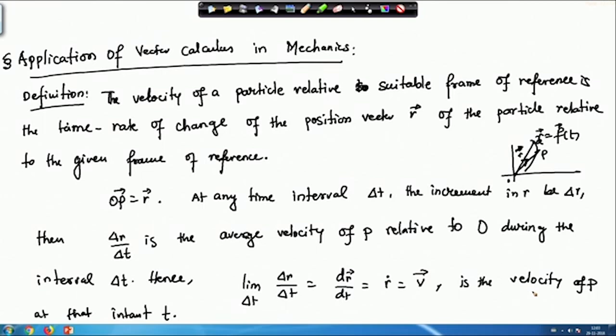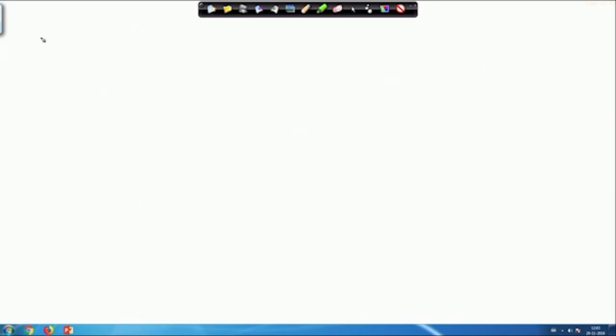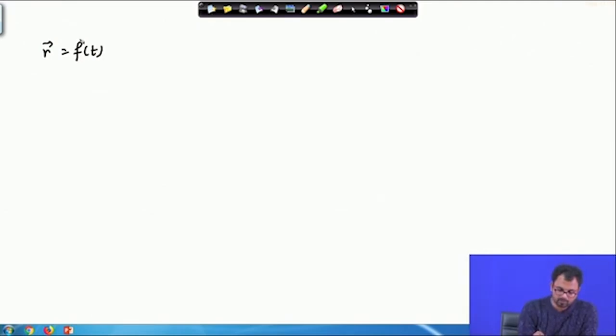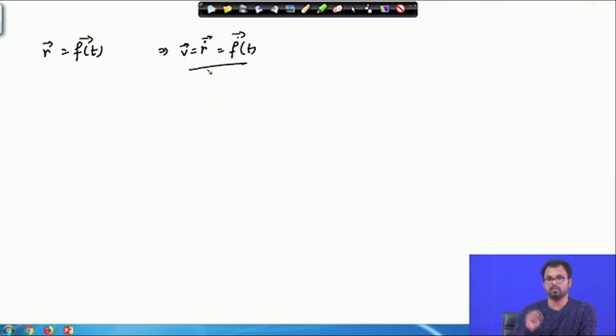So, basically if we have a curve, let us say r is equal to f t, then of course, the curve along which p is moving is called the trajectory. The locus of p is called the trajectory, the curve or the path it follows. And if we have a given curve r is equal to f t as the equation of the curve, then we write velocity dr dt is equal to f dot t, and that is how we calculate the velocity of the given point p on a curve r is equal to f t.